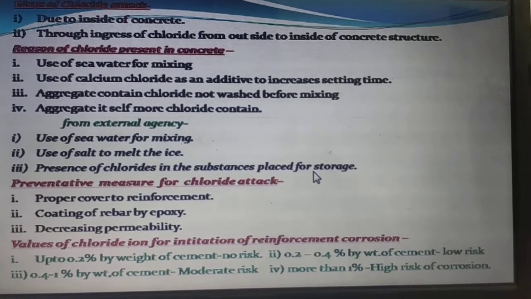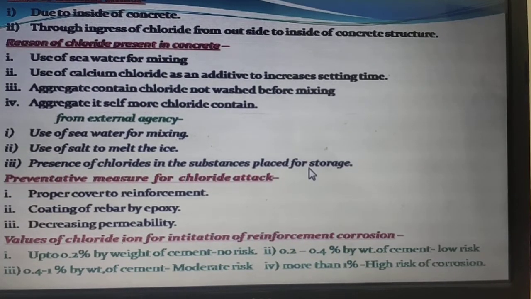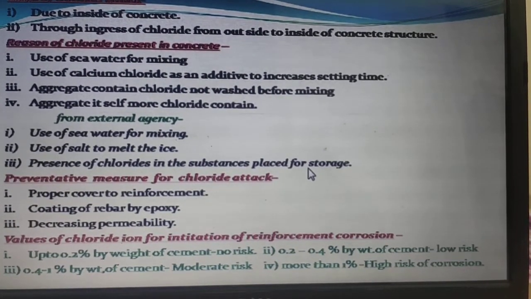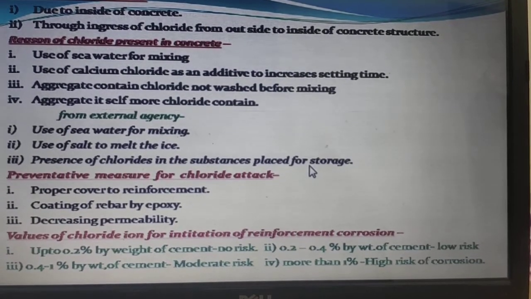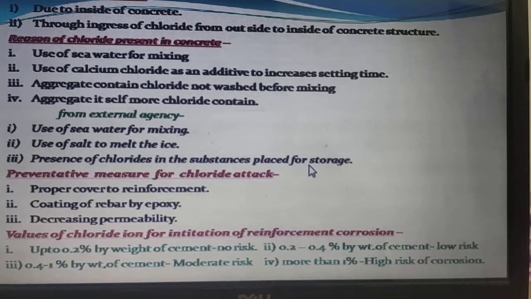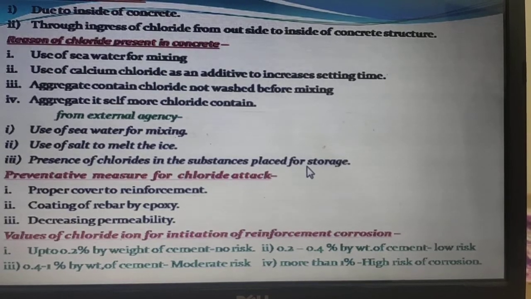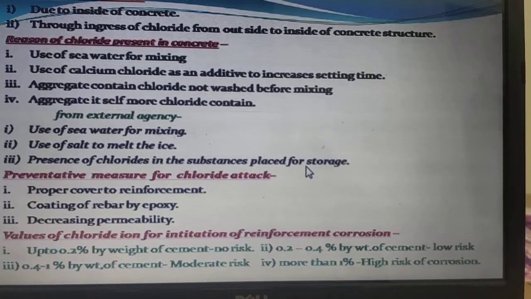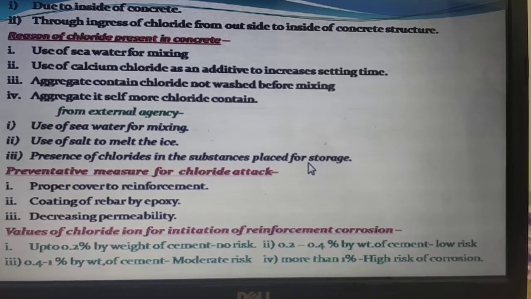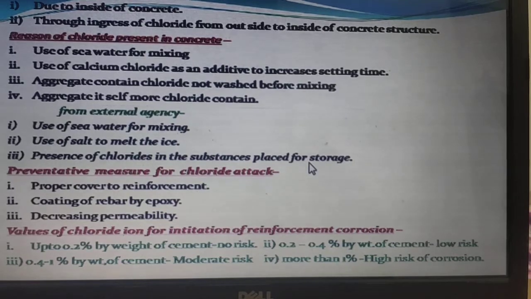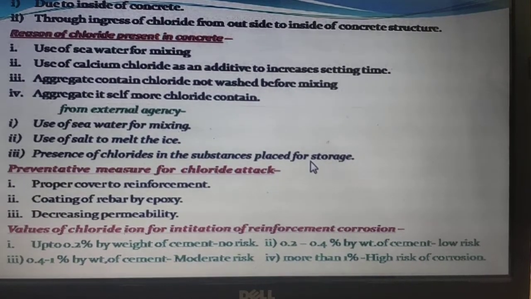Values of chloride ion for the initiation of reinforcement corrosion. If the value is up to 0.2% by weight of cement, there is no risk of chloride attack. If the value ranges from 0.2 to 0.4%, there is a low risk of chloride attack. If it ranges from 0.4 to 1%, there is moderate risk, and if it is more than 1%, there is a high risk of chloride attack.